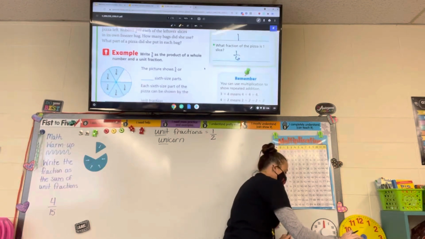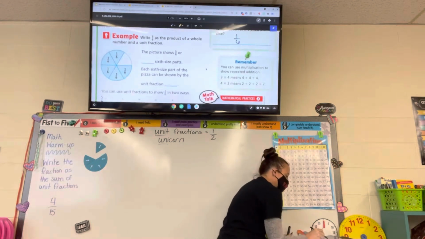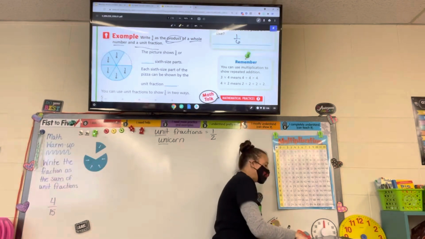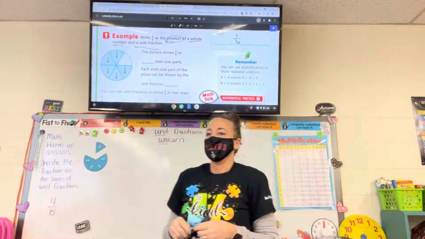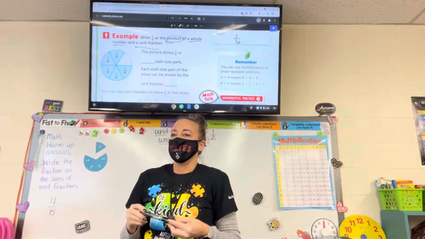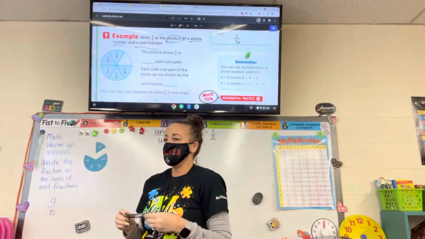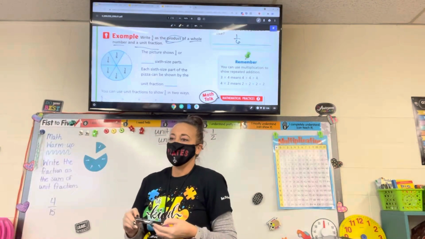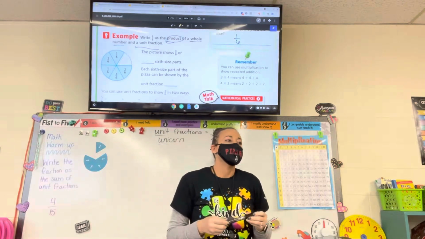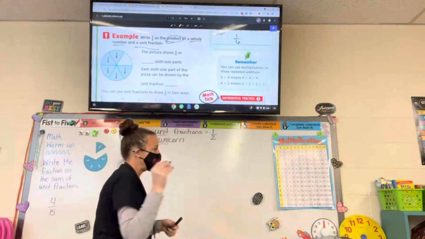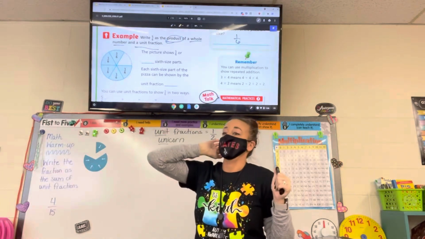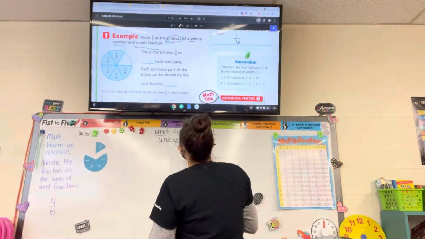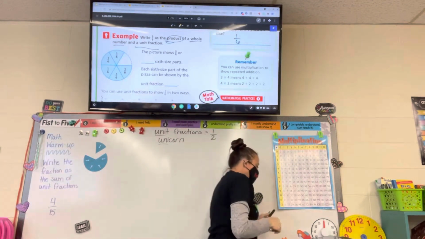Okay, it says write 5/6 as the product of a whole number and a unit fraction. So product tells you to do what operation? Dakota? Addition. Nope. Jace? Reese? Multiplication. Gotta be quicker. You raise your hand when you know the answer, not when you're gonna look up the answer, okay? I thought it was multiplication, but I want to make sure. Give yourself a point, Reese.